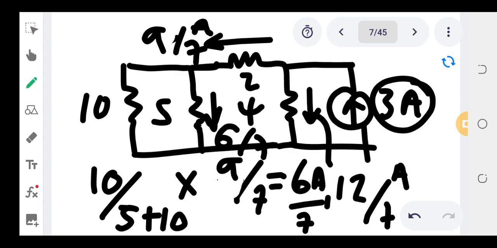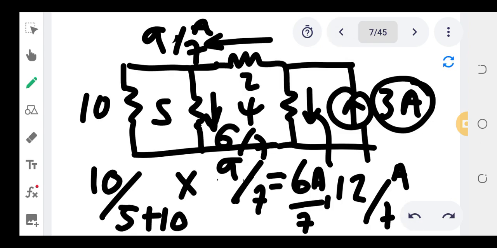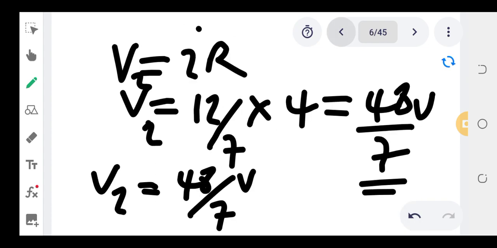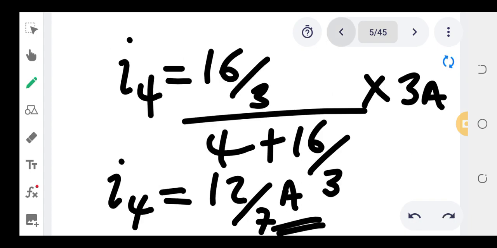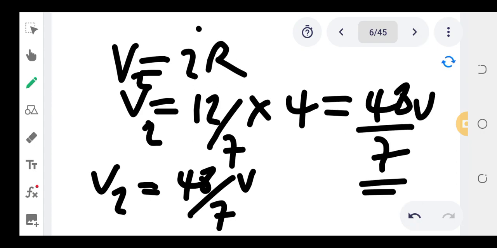So having that as 6 over 7, we want V2. So V2 is this portion. In this case V2 is, V1, that part is V1. So you have mistaken these two. So this part is V2, okay? So what I'm looking for is V1.